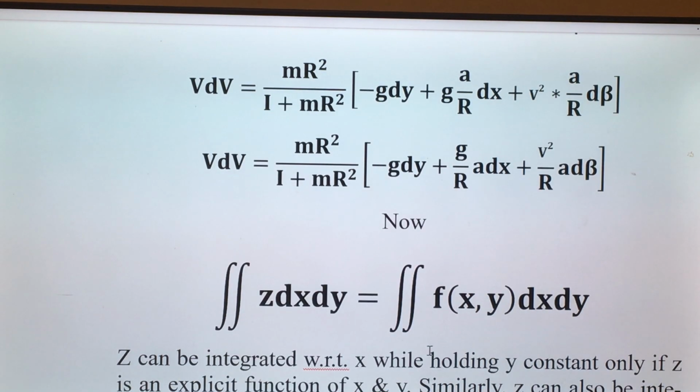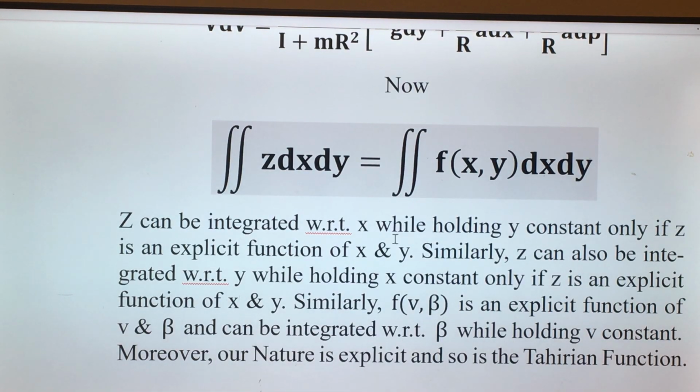You might know from calculus when you did iterated integrals, multiple integrals, that z can be integrated with respect to x while holding y constant, only if z is an explicit function of x and y. Similarly, z can also be integrated with respect to y while holding x constant, only if z is an explicit function of x and y. When we solve multiple integrals to find volumes or other things, we apply this condition and we get correct answers. The essence behind it is that nature is explicit.